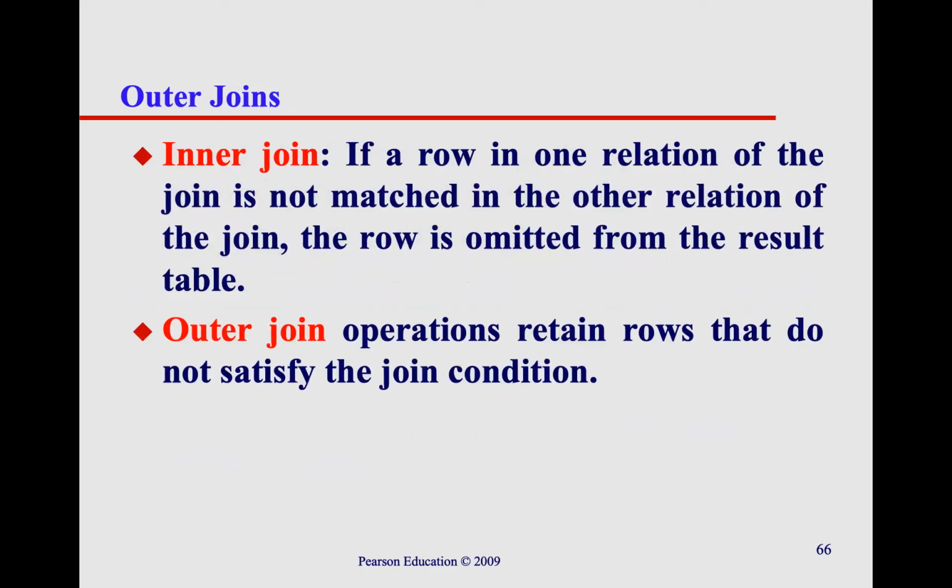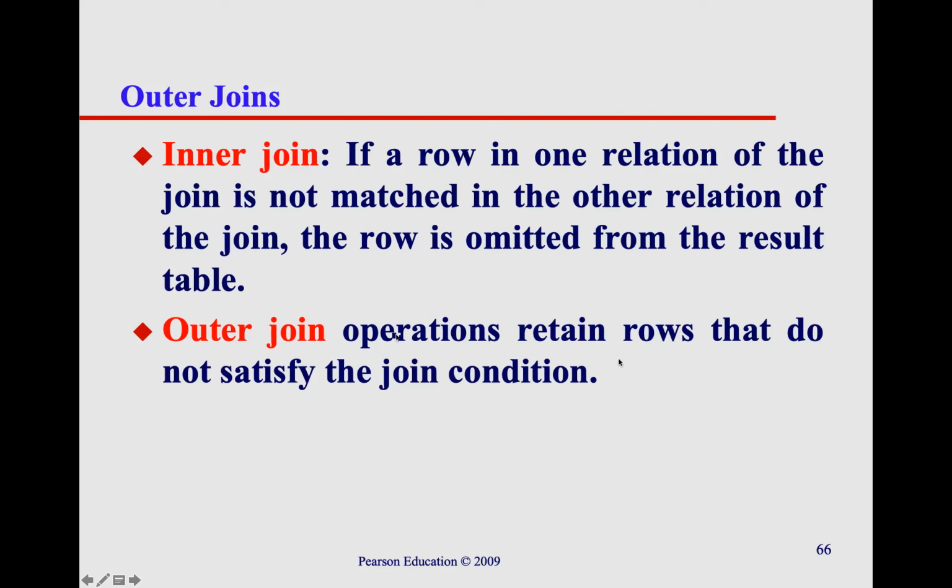Now, there are 2 different types of joins. There are inner joins, which is what we've been talking about. An inner join is one in which only matching rows show up in the final result. So if you have 2 relations, A and B, the only way that a tuple from A shows up in the final result is if it matches a row in B. That's an inner join. An outer join says we will retain rows that do not satisfy the join condition.